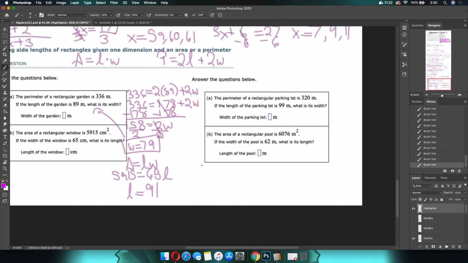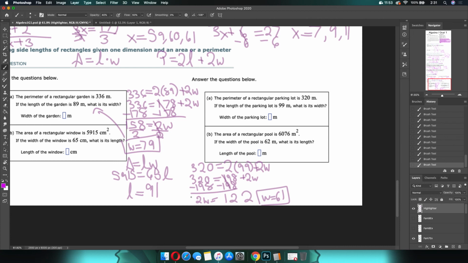So again, perimeter is 320. That's twice the length, which is 99, plus twice the width. So 320 equals, what's 99 doubled? 198 plus 2w, minus 198, minus 198. Ooh, okay, so 2w equals 122. So therefore w equals 61, because I'm dividing.